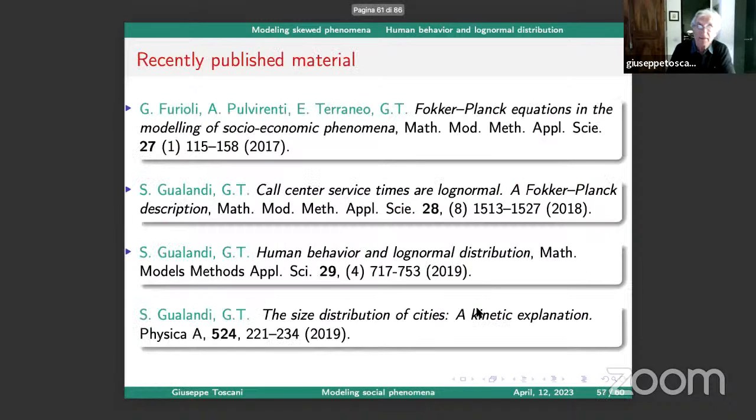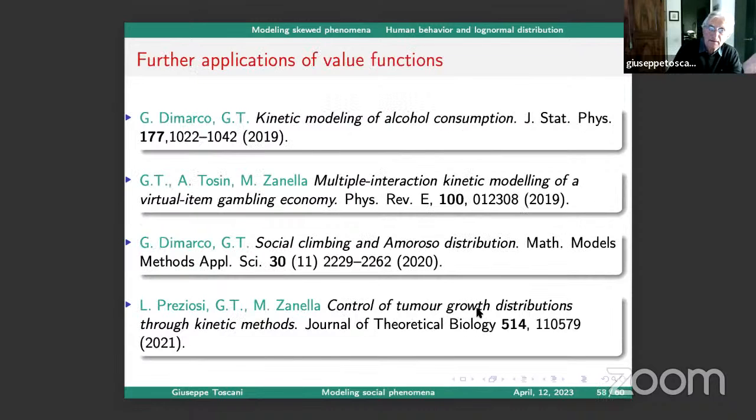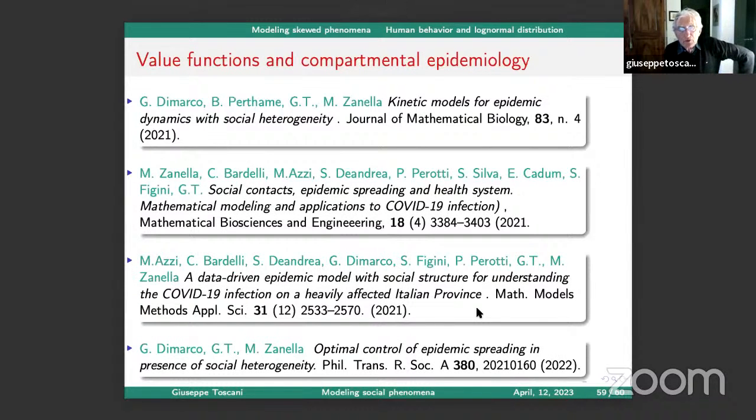And to end, there is a list of papers of the last years in which we studied a certain number of phenomena involved with social phenomena. As you see, there is a list of applications, and what I retain is really interesting is that you can use this idea about the value function in compartmental epidemiology.